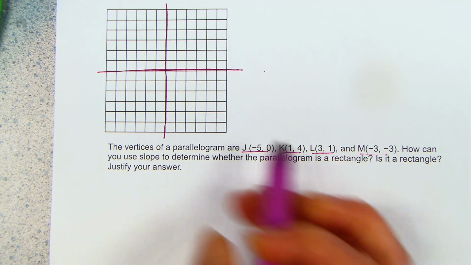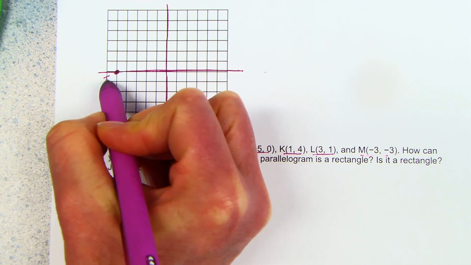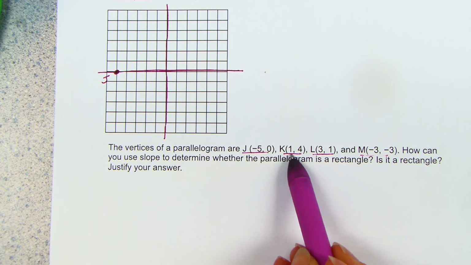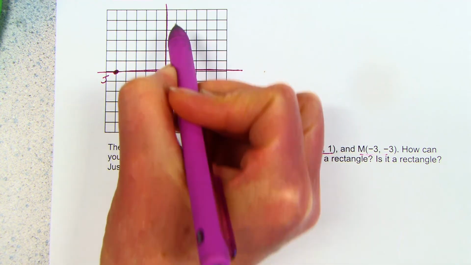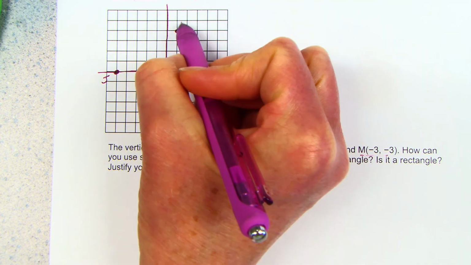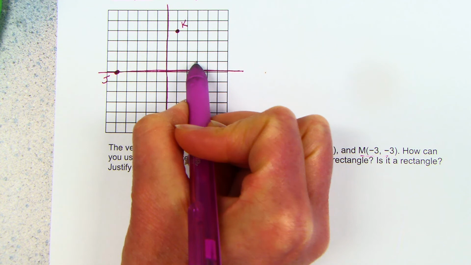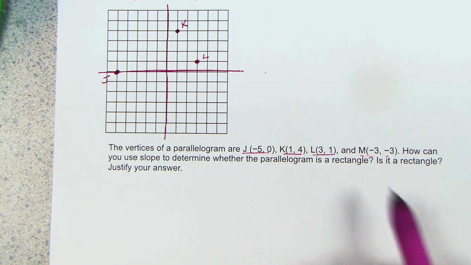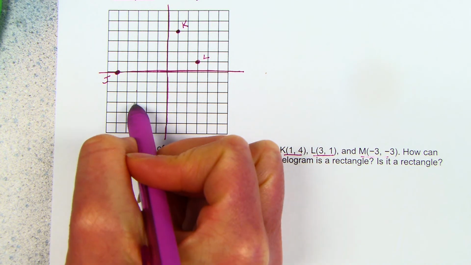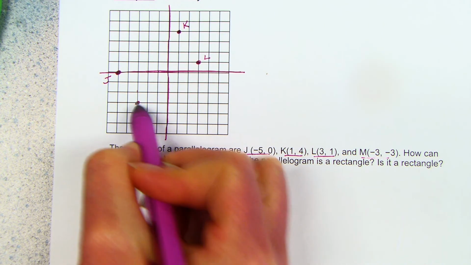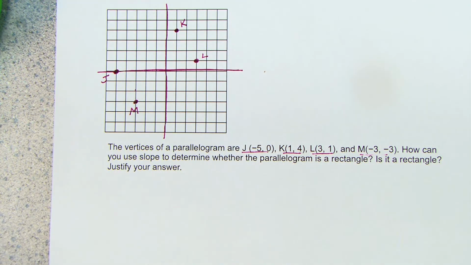Okay, J is negative 5, 0. 1, 2, 3, 4, 5. There's J. K is 1, 4: over 1, up 1, 2, 3, 4. And L is 3, 1: 1, 2, 3, 1. And M is negative 3, negative 3: 1, 2, 3, 1, 2, 3. All right, let's draw those lines.